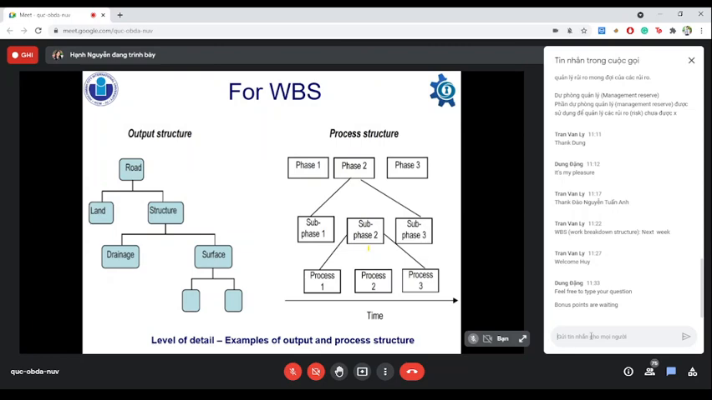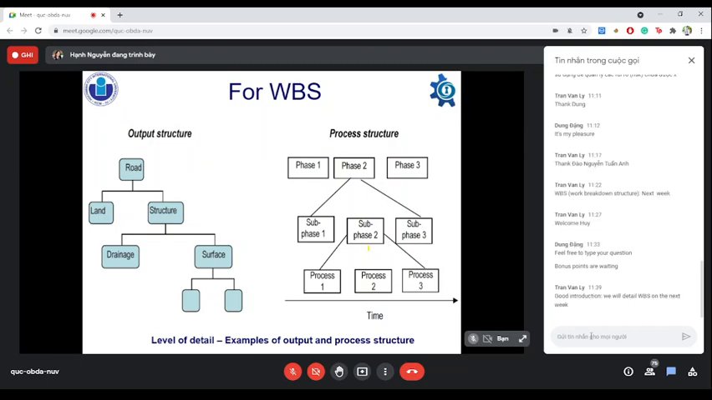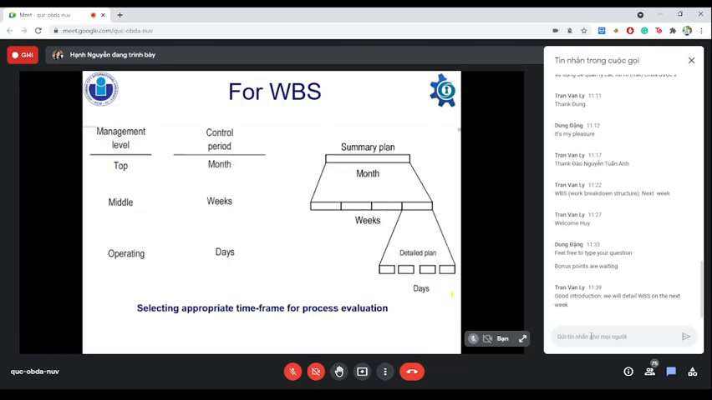Overall, there are two diagrams. These are two diagrams representing output structure and the process structure of the road building project, which we have just run over in the slide above. The output structure follows the hierarchical flow of the deliverables, component, and subcomponent. The process one follows the four phases with the phase and subphase following the timeline of the project. Next, please.